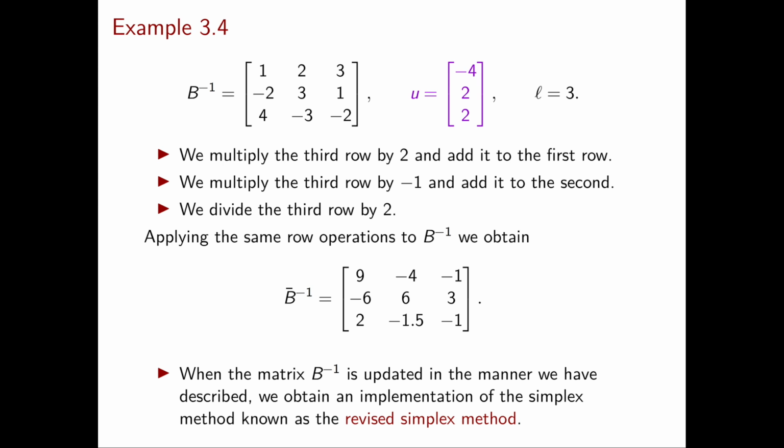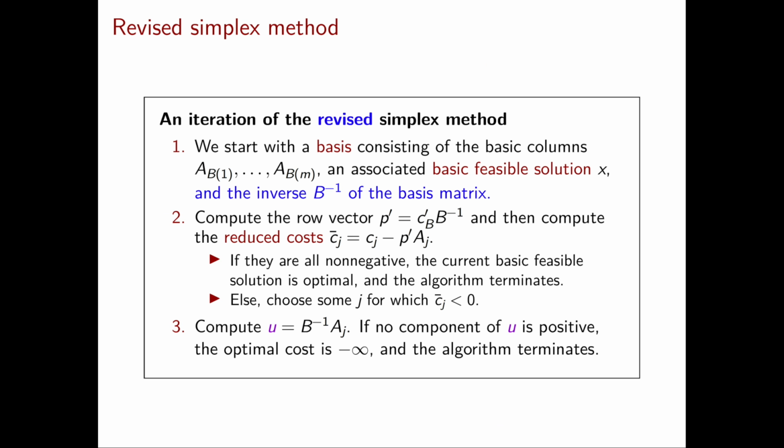The revised simplex method is then obtained from the naive implementation by making this change, namely by updating B inverse at every iteration as described and using it to obtain the vector of the simplex multipliers and the vector u. Now let's see a full iteration of the revised simplex method. Again, it is very similar to the naive implementation, so I'm going to highlight in blue the differences.